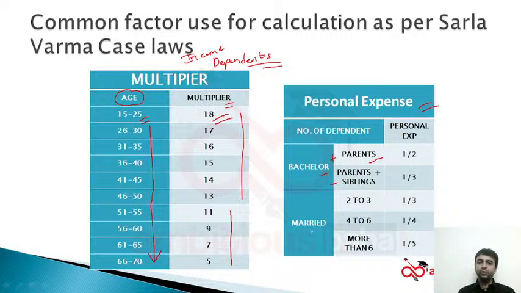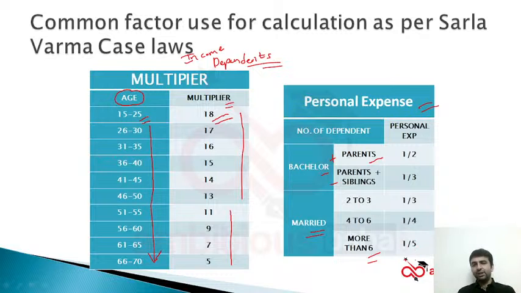Now coming to the person who is married, the calculation factor is taken like this. If there are 2 to 3 persons depending on him, irrespective of whether these people are wife, children, parents or brothers, the factor is taken as 1/3 for the person and 2/3 for the family. If there are 4 to 6 people, then we assume that 1/4 he is spending on himself and 3/4 on his family. If there are more than 6 people in the family, then he must be spending only 1/5 on himself and the remaining part on the family.